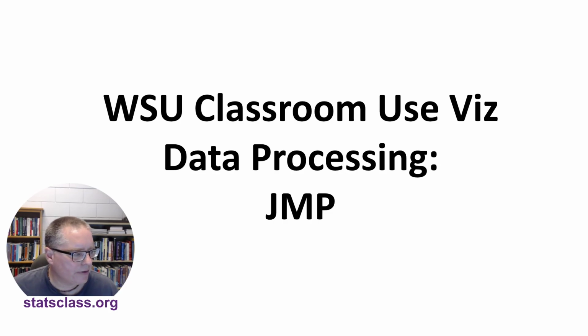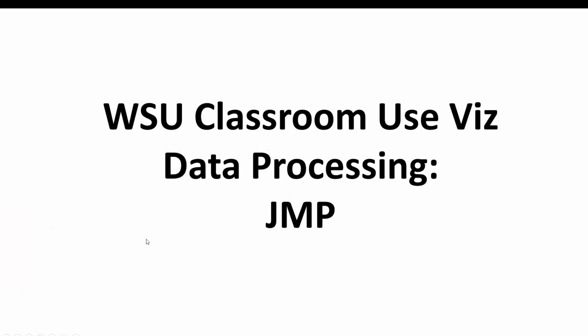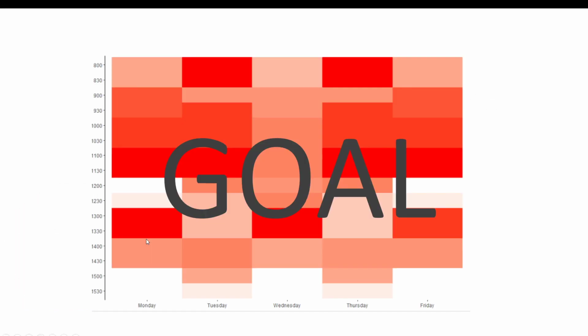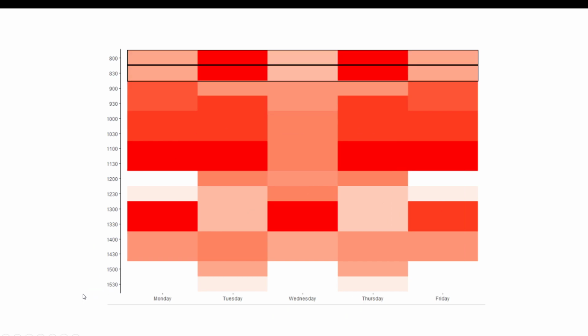Before we talk about the procedures in JMP, let's talk about what I need to get from JMP. So here is the visualization that I would like to create. You can see that I have the days of the week across the bottom and the time slots as the various rows in the visualization here. They are going from 8 o'clock in the morning through 4 o'clock in the afternoon. The rows are split out into half-hour time slots.